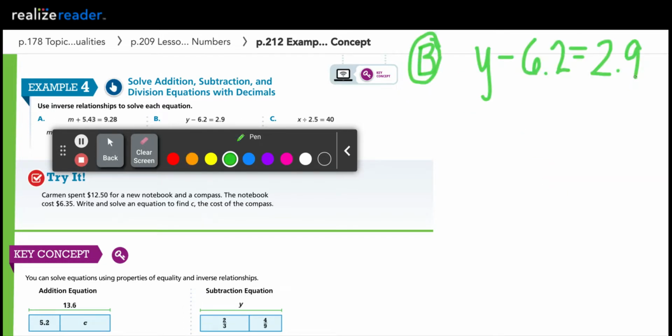Now let's try B. B is y minus 6.2 equals 2.9. So let's solve for y. Draw a dotted line down the middle. Circle for y. Our goal is to get y alone. So what does y equal? Well, I'm going to plus 6.2 to both sides.